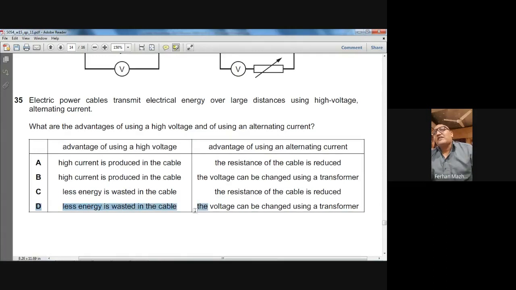And don't forget these wordings, because sometimes in paper 2 you will have to write this wording which I have just made yellow. Less energy is wasted in the cable and the voltage can be changed using a transformer. So D is the option. Question number 35. D is the right option, sir.